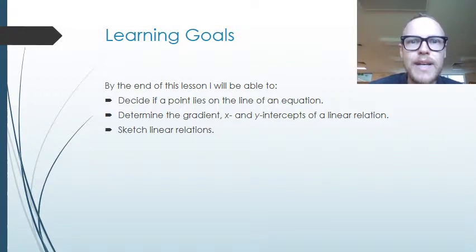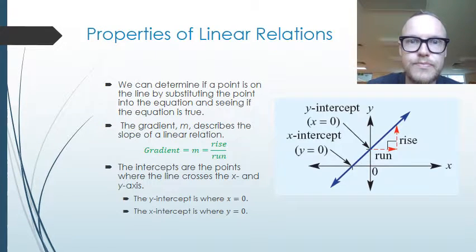Today we're going to look at graphing straight lines. So the learning goals for today's session are that by the end of this lesson you're going to be able to decide if a point lies on the line of an equation, determine the gradient, x and y intercepts of a linear relationship, and also sketch linear relations.